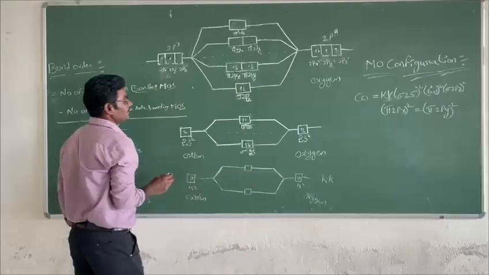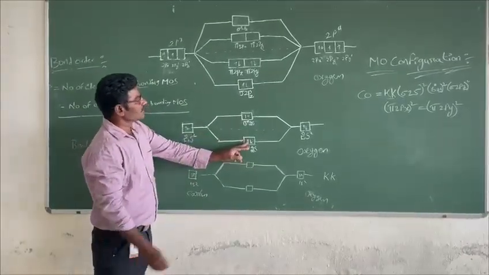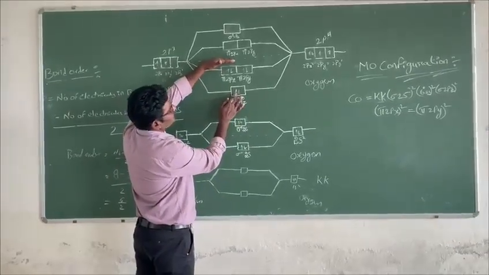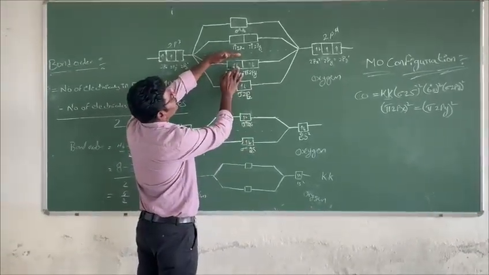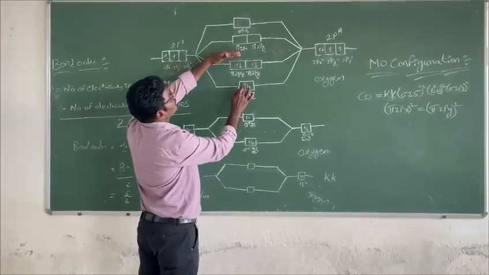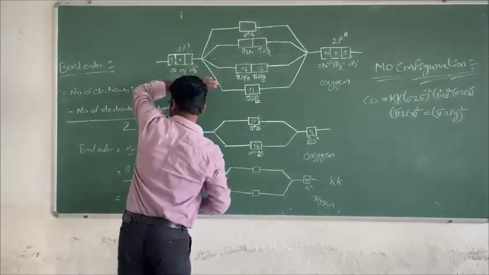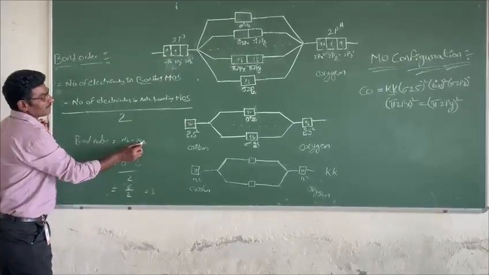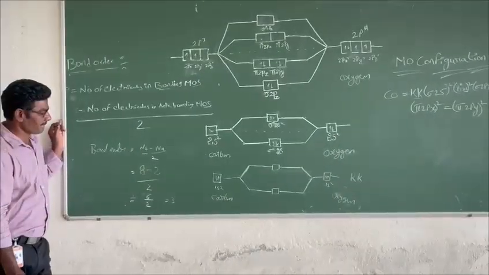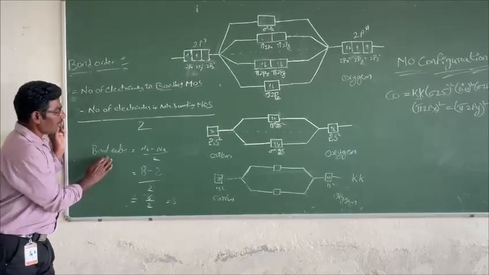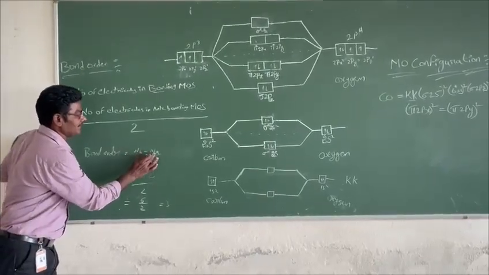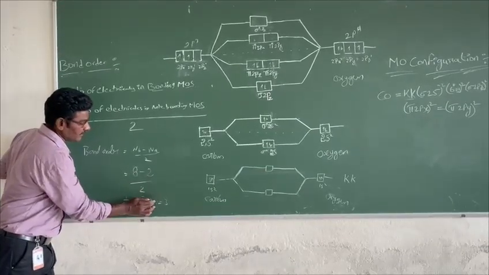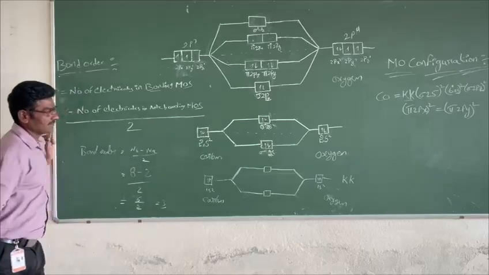So here the number of bonding electrons is 2. Next, bonding: 2 plus 2, 4, 4 plus 2, 6, 6 plus 2, 8 electrons. Next, Na means the number of anti-bonding electrons. Bond order is (Nb minus Na) by 2, equal to 8 minus 2 by 2, finally 6 by 2, and 3. This bond order is 3.